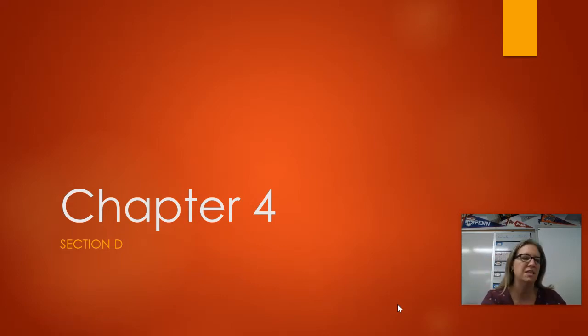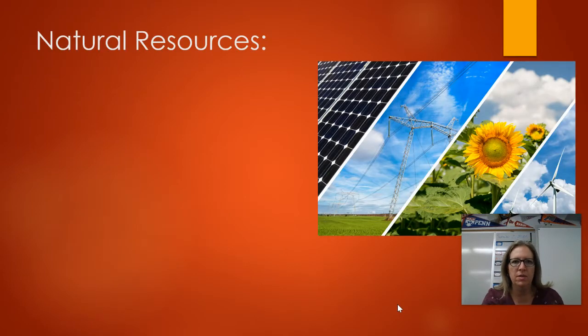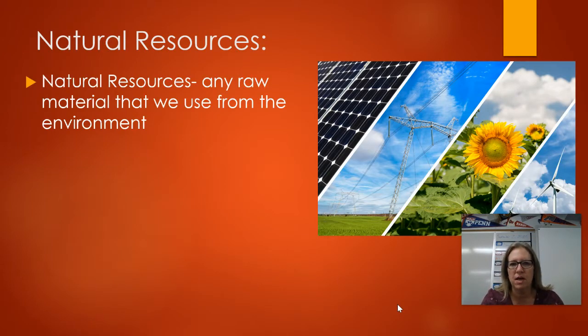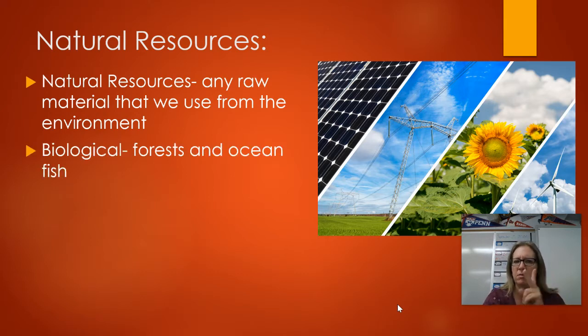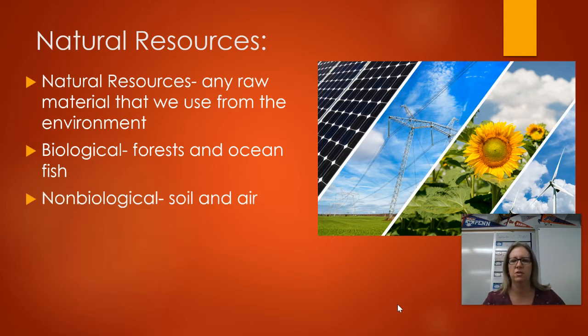Chapter 4, Section D, talking about natural resources. Not a real big section, but easy to talk about. So we've got all these different natural resources, and basically that's anything that can be taken from the environment and used, okay? Any raw material. And it includes all kinds of different things, but it's easier to talk about the two main categories. We've got biological and non-biological.